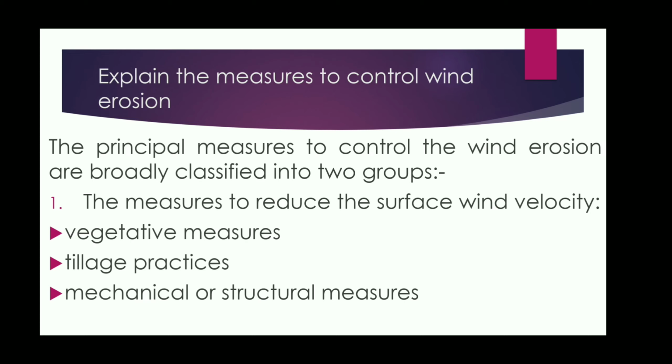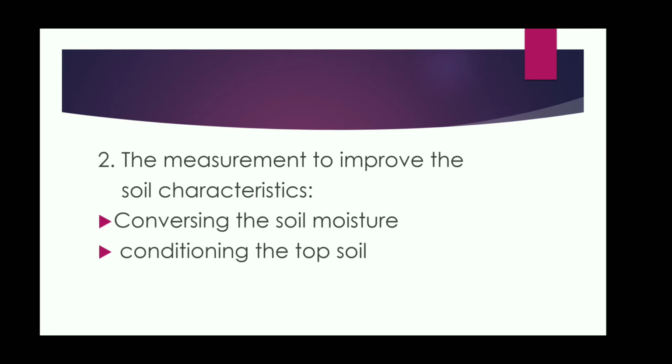Explain measures to control wind erosion. The principal measures to control the wind erosion are broadly classified into two groups. First, the measures to reduce the surface wind velocity: vegetative measure, tillage practices, mechanical or structural measures. Second, the measures to improve the soil characteristics: conserving the soil moisture, conditioning the topsoil.